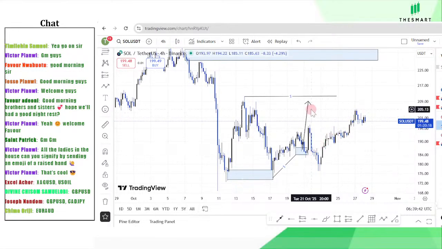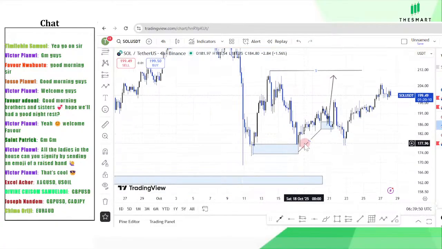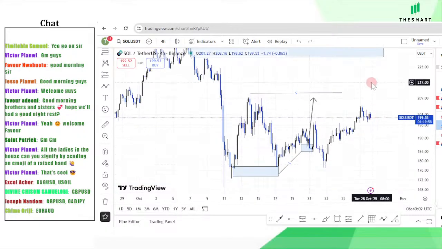We wanted this price to continue, and price tapped into our zone, gave us a 1:3 before crashing to the downside to take all of this liquidity. You can see we actually marked this as our liquidity. We understood that there was liquidity resting at this point, and if this zone should fail, price will definitely come back into this. So price came back, took out the liquidity, and you can see continuation to the upside.